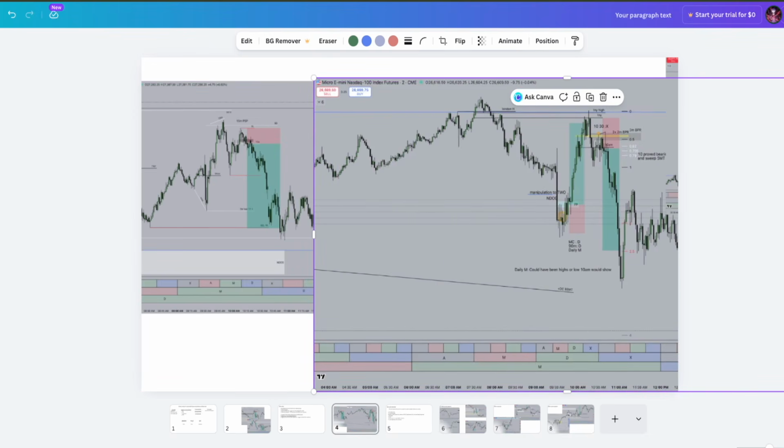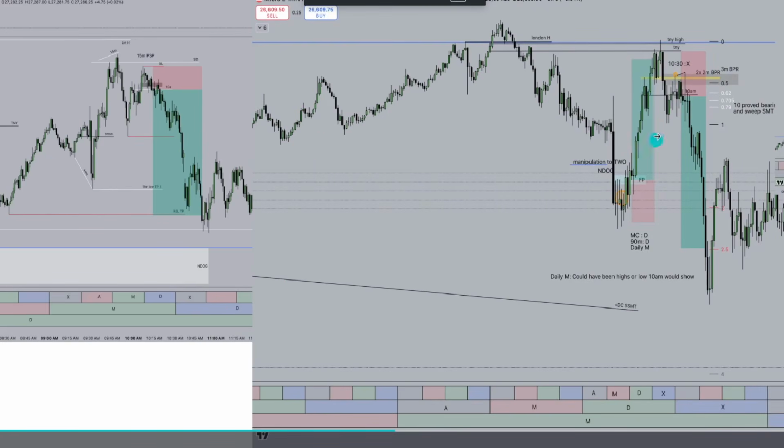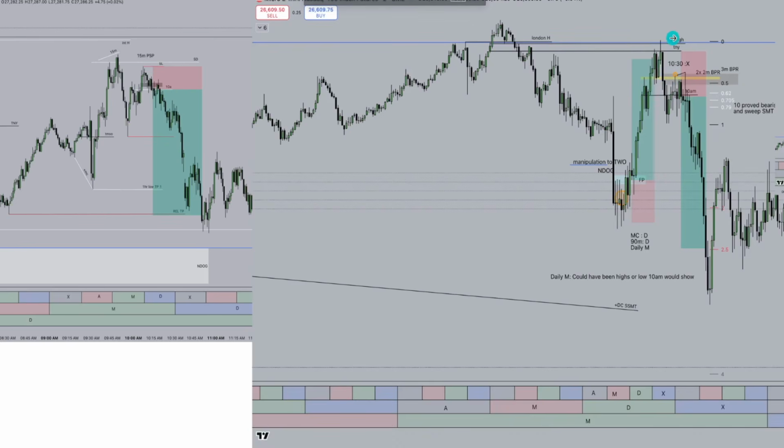I don't know if this is big enough right here. So we're looking at the same thing. We're looking at a high being swept, some sort of liquidity being taken. Right here, we can use the swing divergence. Here, we can use True New York, True Day Open. Here, True Day Open was also hit.